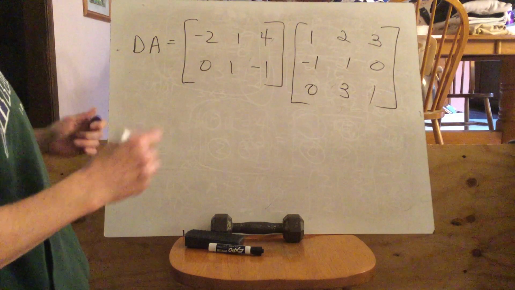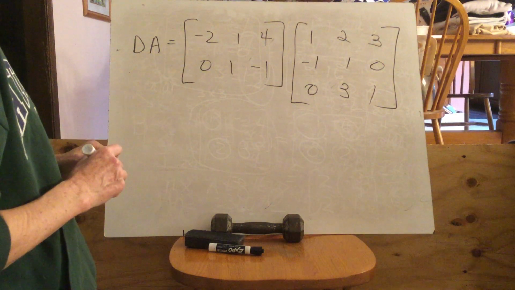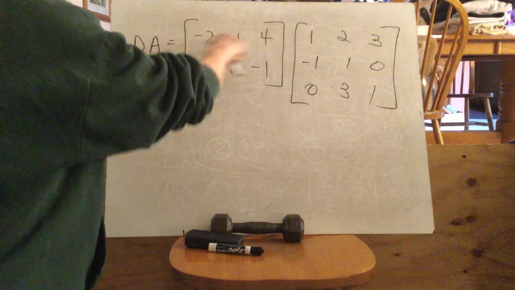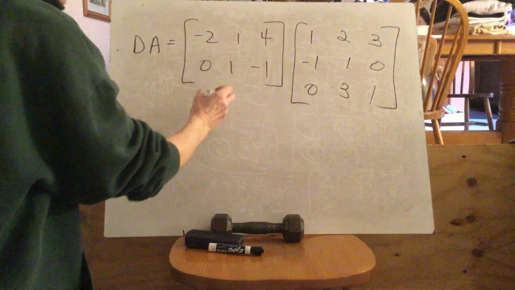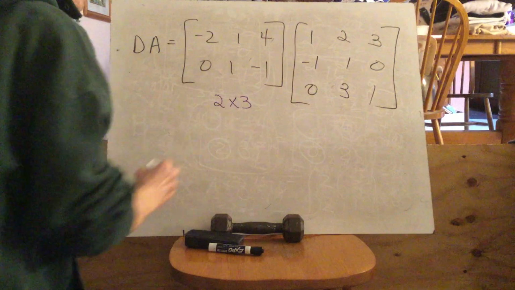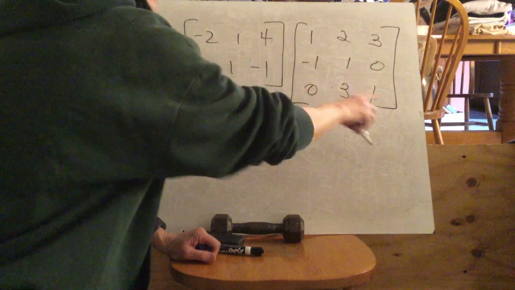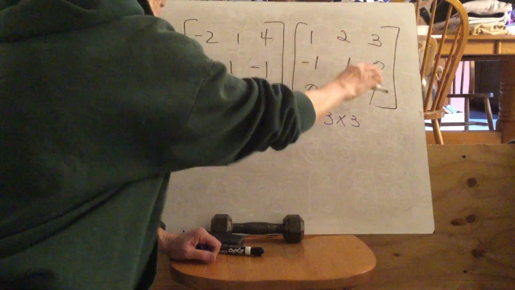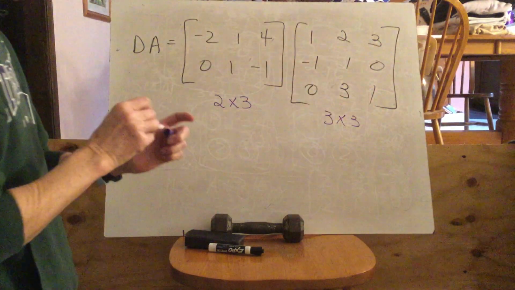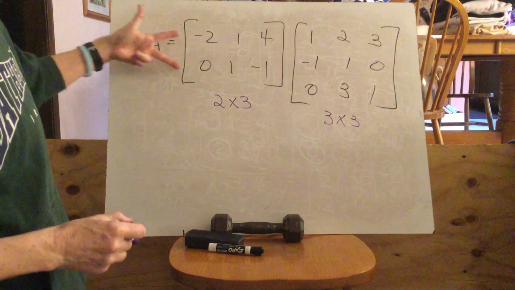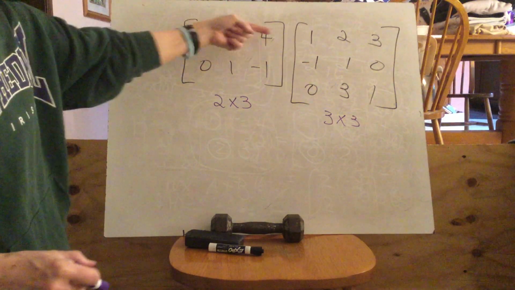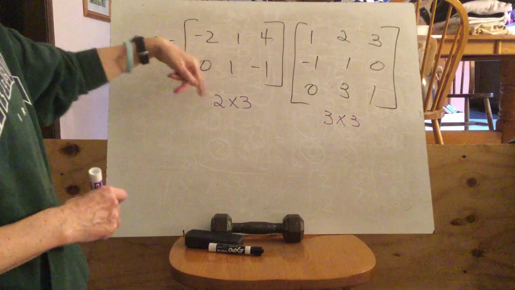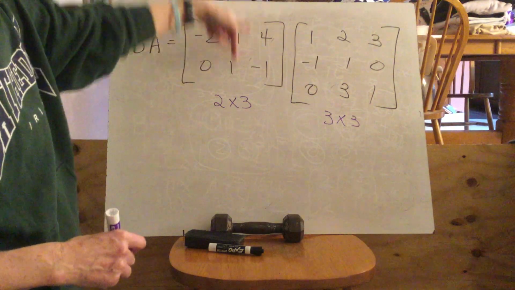So if we're going to multiply these, let's figure out what the dimensions are. This is 2 rows, 3 columns. So this is a 2 by 3. This one, as we discussed earlier, is a 3 by 3. 3 rows, 3 columns. Remember, rows go this way. So 1 row, 2 row. Columns go this way. 1, 2, 3.